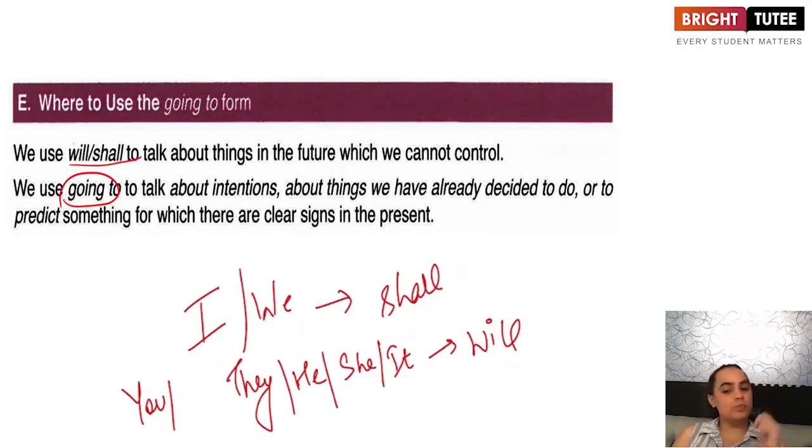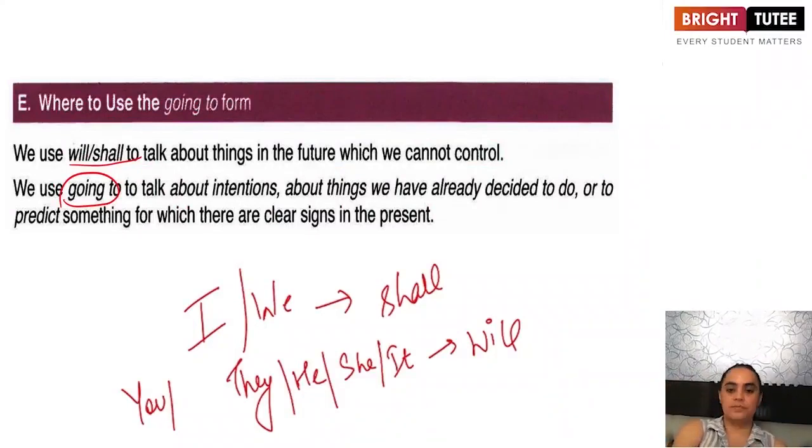I am going to buy a new car. This is what I have decided. I am going to buy a new house. I'm going to visit my grandmother next week. I'm going to eat a chocolate in the afternoon. So, these are those things that you have decided on your own. And since you've decided these things on your own, therefore, you can obviously have a control over them. So, this is the difference between going to and will, shall.